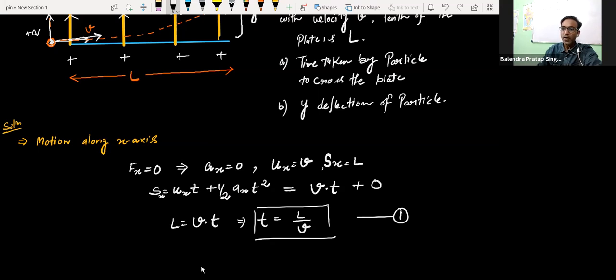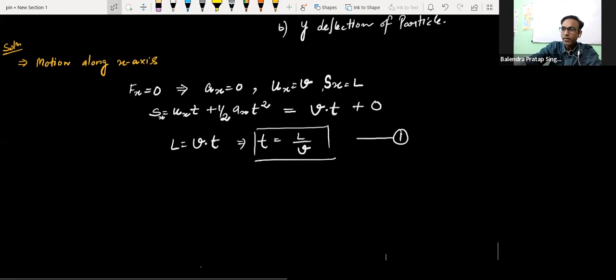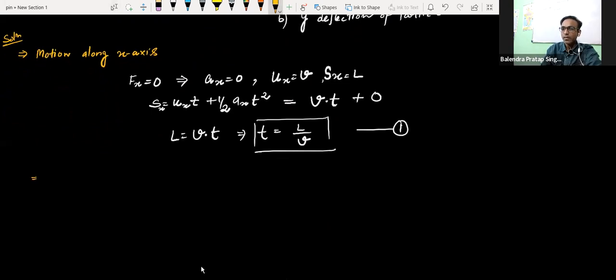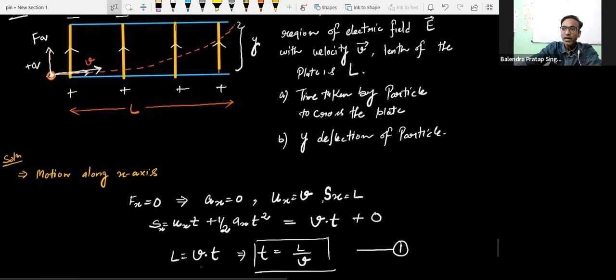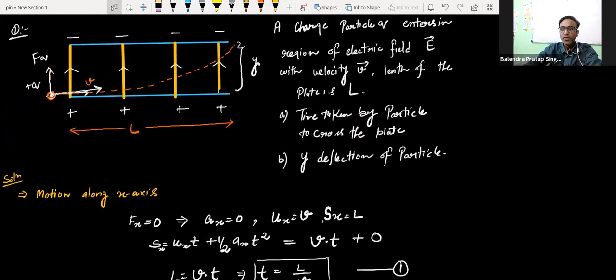Okay, so I'm going to the next part of this problem, the y deflection of the particle. I have to find the motion along the y-axis. Again, is there any force along the y-axis? There is no force along the x-axis, but is there any force along the y-axis?